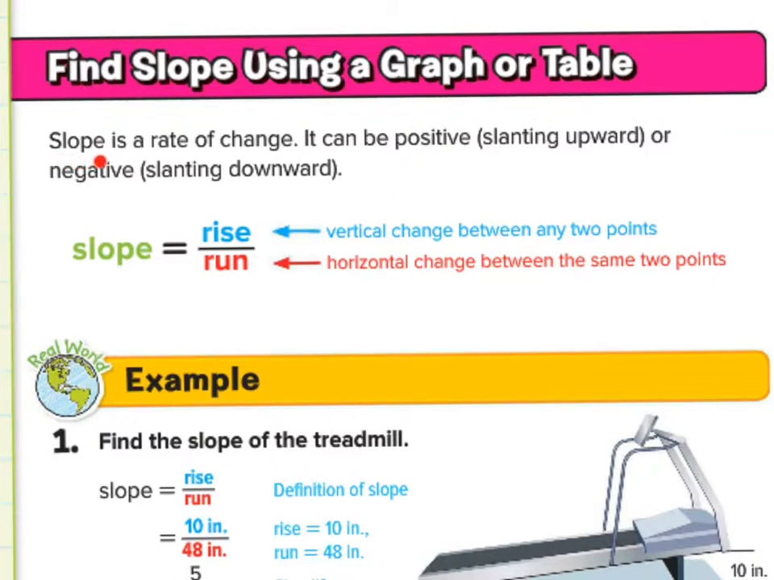Here we go. Slope is a rate of change. So how things are changing. It can be positive, slanting upward, or negative, slanting downward. Upward slant would be like this, downward slant would be going the other way. How do we determine slope? Well, through a ratio, as we've explained. You place the rise over the run. We did 8 over 2. Vertical change between any 2 points, horizontal change between the same 2 points. And that'll determine our slope.